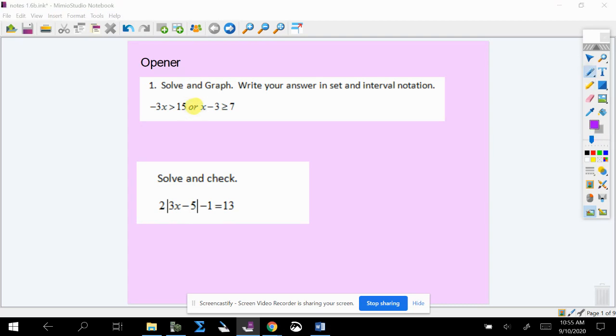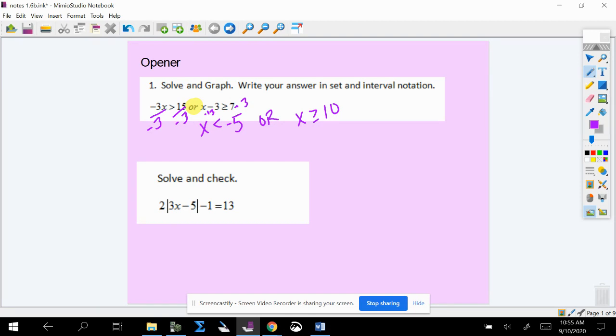When you see the word or, you should think, okay, ors are going to go opposite. I'm going to have a graph that's going opposite ways. I'm going to solve each piece independently, divide by -3. So x is going to switch the inequality because you divided by a negative. And then I'm going to solve the other part by adding 3. I get x greater than or equal to 10.